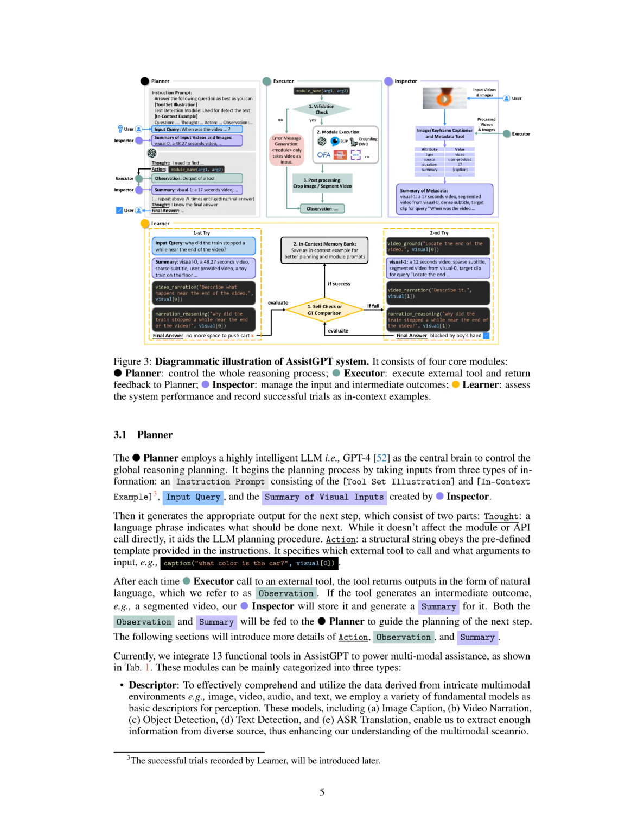Section summary. AssistGPT is a multimodal AI assistant system that generates answers to general language queries using reference images or videos as inputs. It consists of 4 core modules: planner, executor, inspector, and learner, which work together to control the reasoning process, execute external tools, manage input and intermediate results, and assess system performance. The system integrates 13 functional tools, including fundamental models for perception, modules for pinpointing crucial information, and modules for reasoning using extracted information and external knowledge.